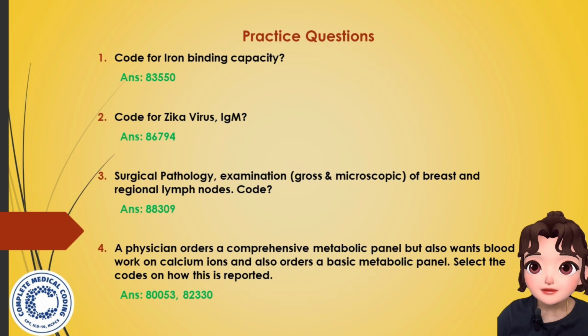Under the metabolic panel, between the two panels, comprehensive and basic, you should select the panel that has more tests and then add calcium ions. Both are the same panels, the only difference is the ionized one is not present. So you need to code for the comprehensive metabolic panel and then code for the calcium ions. The answer will be 80053 and 82330.